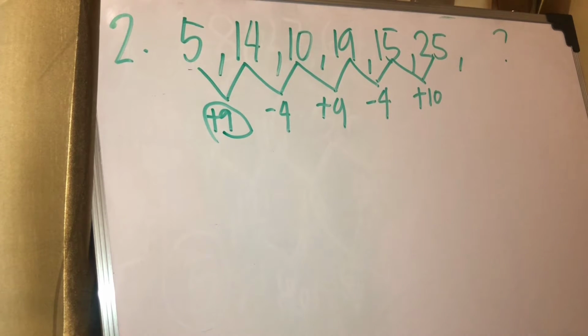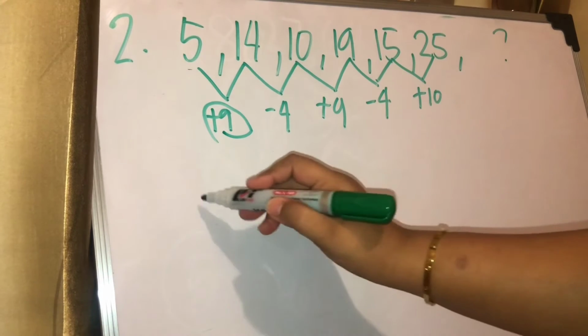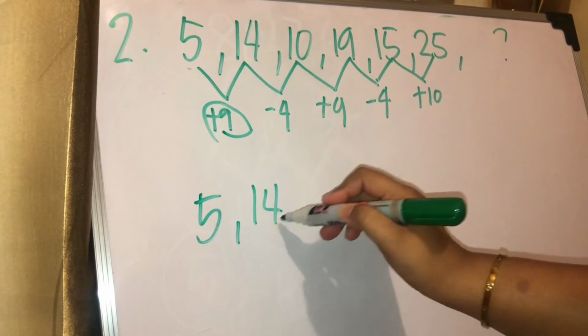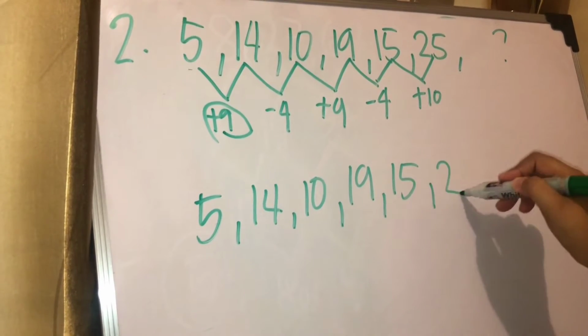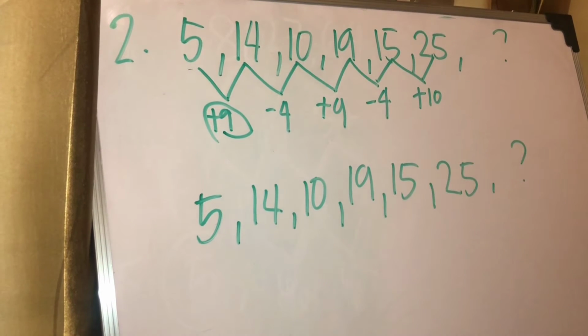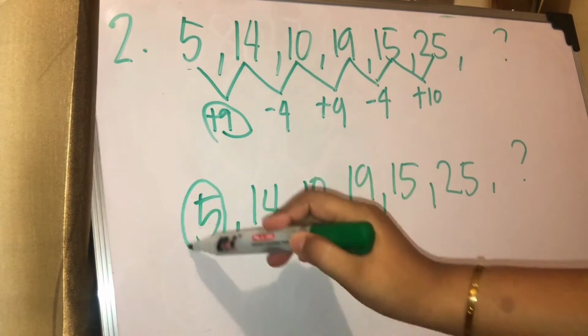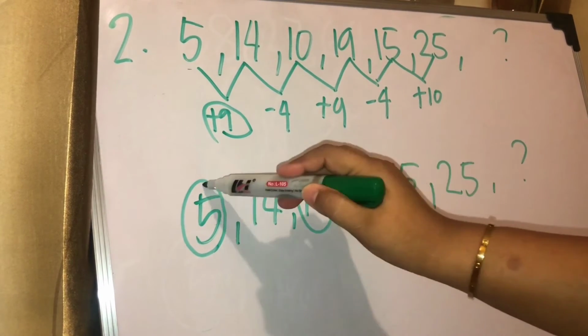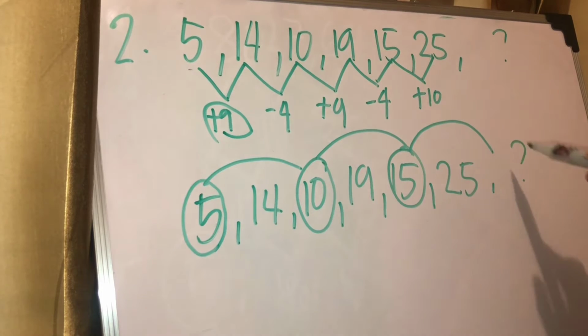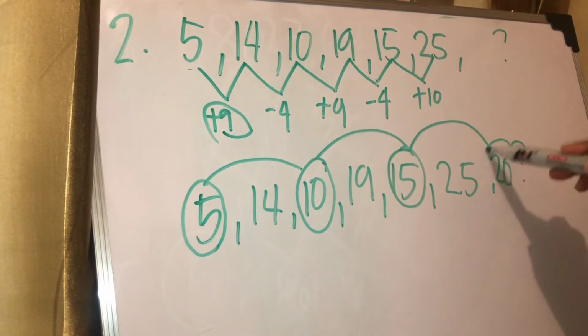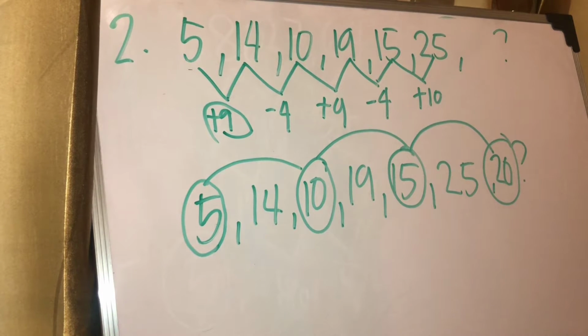So what we're going to do now is alternate. The 5, 14, 10, 19, 15, and 25. The next number is unknown. So 5, next is 10, next is 15, and the next is 20. Supposedly, the next number is 20.